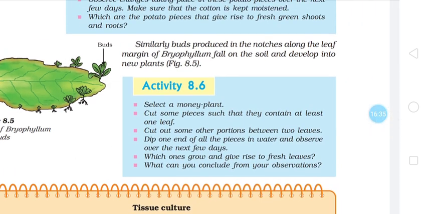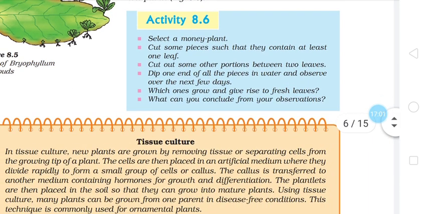Activity 8.6, select a money plant. Cut some pieces such that they contain at least one leaf. Cut out some other portion between two leaves. Dip one end of all pieces in water and observe over the next few days which one grows and gives rise to fresh leaves. What can we conclude from your observations? So this is one simple activity for all of us.